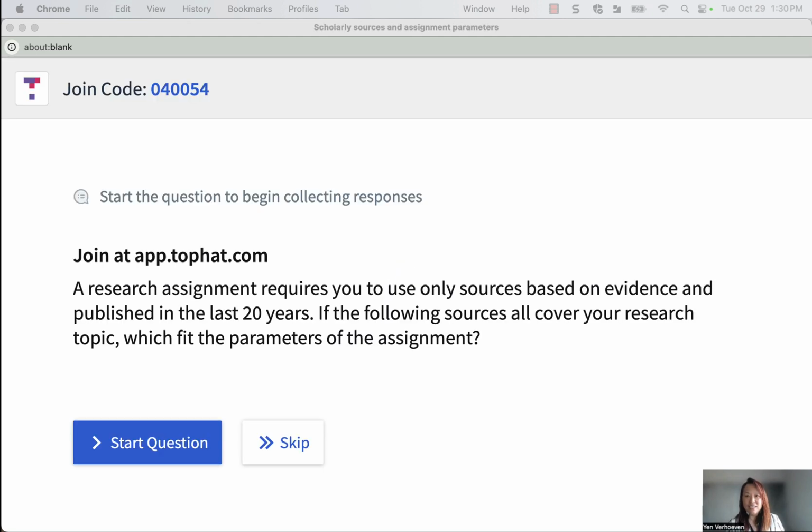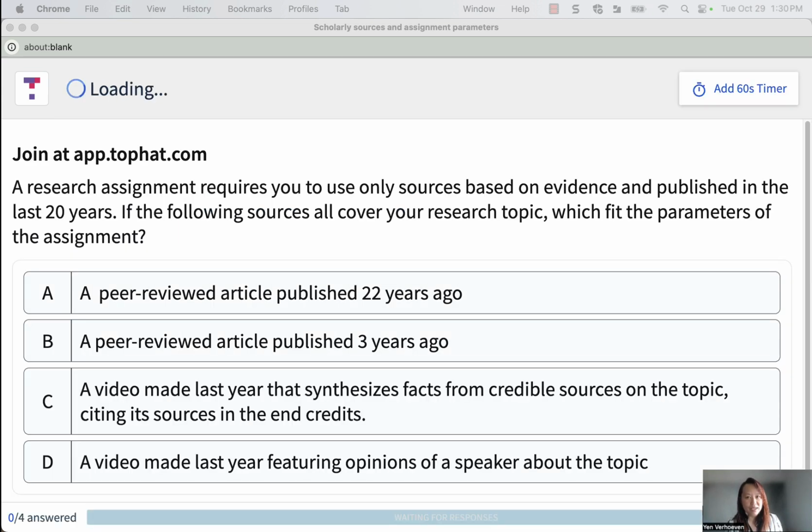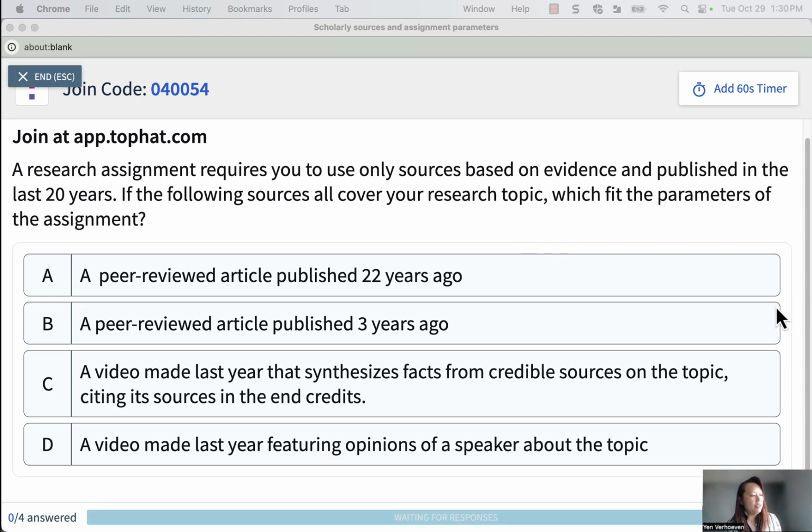All right. The next question. A research assignment requires you to use only sources based on evidence published in the last 20 years. If the following sources all cover your research topic, which fit the parameters of the assignment? A peer-reviewed article published 22 years ago, a peer-reviewed article published 3 years ago, a video made last year that synthesizes facts from credible sources on the topic, citing its sources in the end credits, a video made last year featuring opinions of a speaker about the topic.